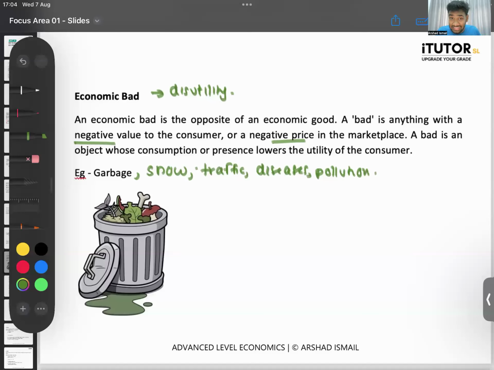They provide what? Disutility. Negative satisfaction. Goods provide positive satisfaction. Presence of these is giving negative satisfaction. You feel bad when this is there. So you will pay money to get rid of it.